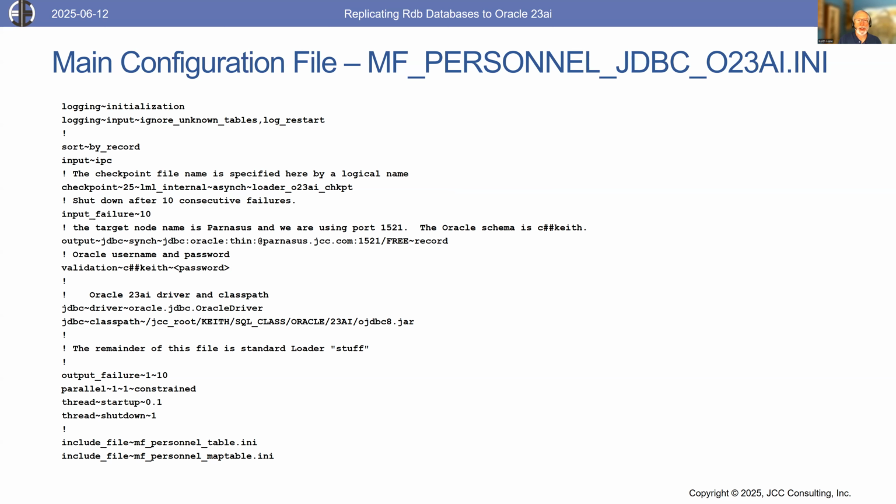The target node is on Parnassus, and we're going to use port 1521, which is an Oracle default port. The Oracle schema is C##Keith, and I'll come back to that name. And we're using that for the validation, and I didn't include my password in this example. We then specify the JDBC driver we're going to use and how to get to that driver, and so on.